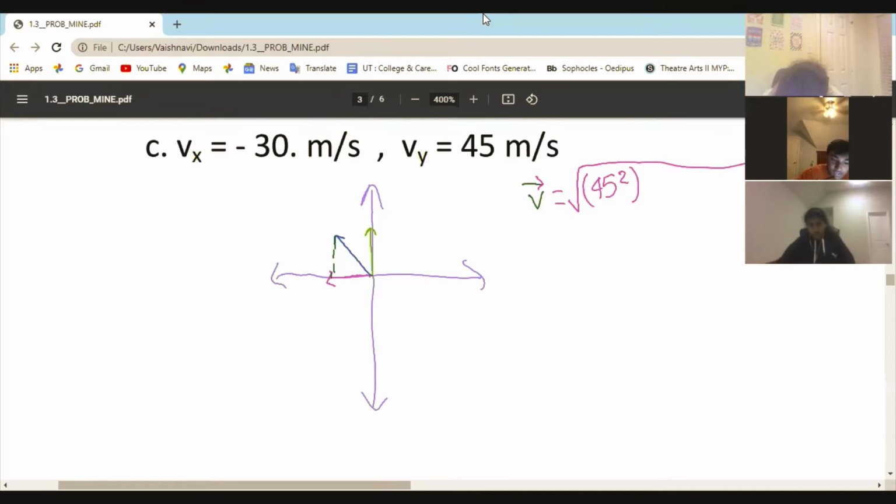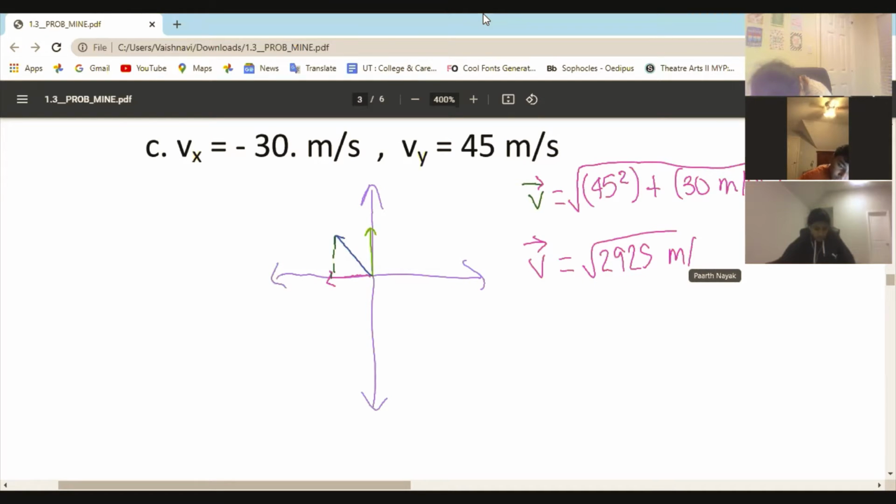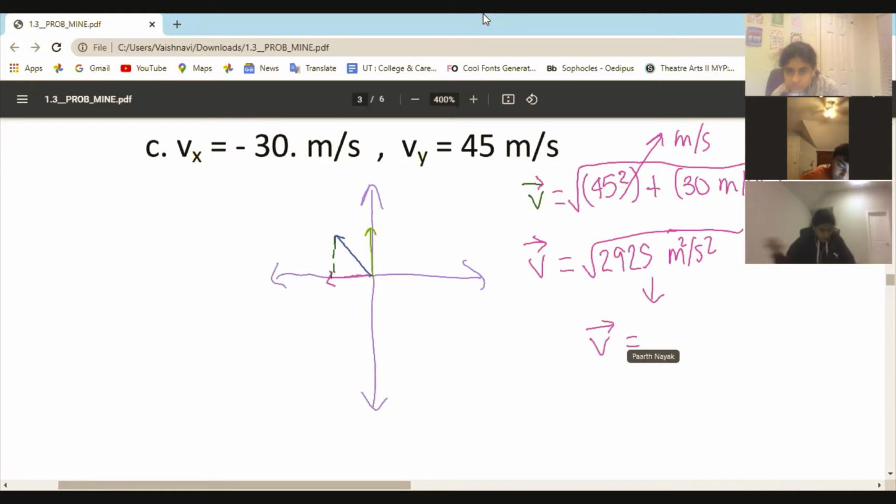45 meters per second squared plus 30 meters per second squared. And then you would get that the magnitude of the vector is the square root of 2925 meters squared over second squared. Keep in mind, I forgot to add a meters per second here. That should be squared as well. And so then your magnitude of this would be 54 meters per second. But it's not done.